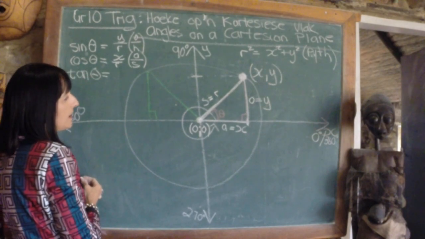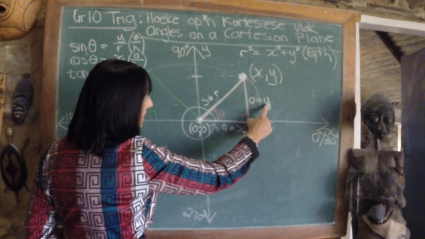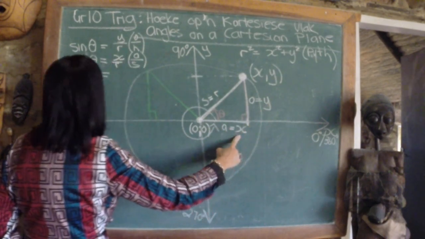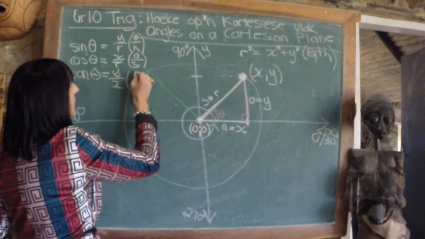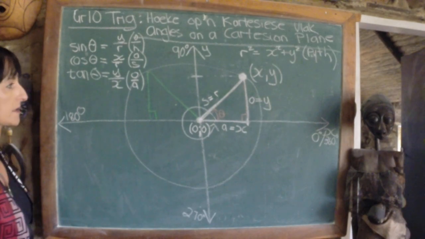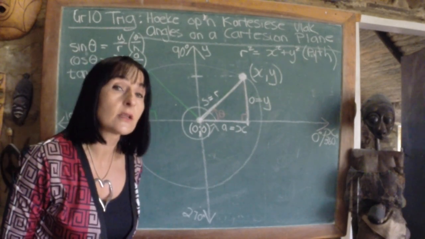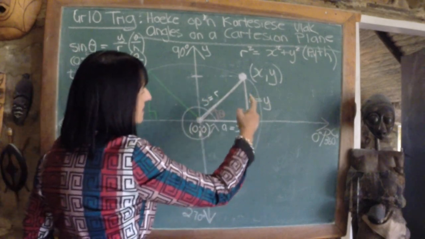s, the same thing. Tangent will be opposite on adjacent, so it's now going to be y on x. Y on x. That's the opposite on the adjacent, die oorstaande op die aangrensend. Graad 10, dis belangrik dat ons dit baie mooi moet verstaan. Dit is trig op 'n Kartesiese vlak.